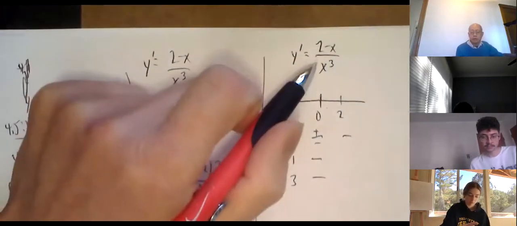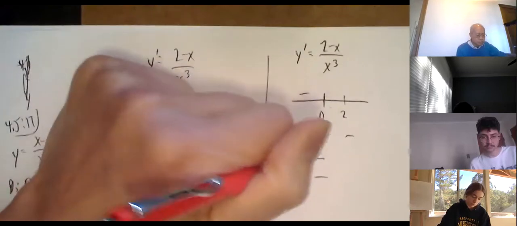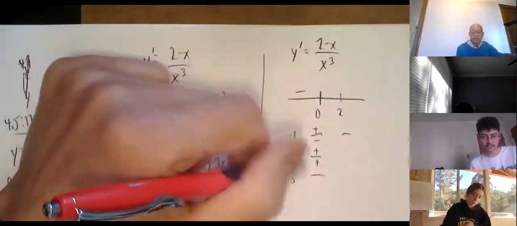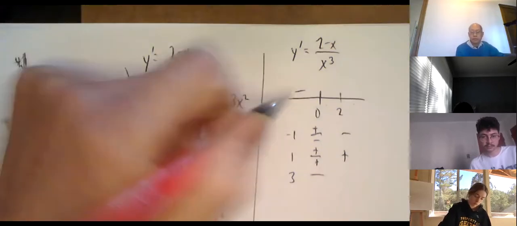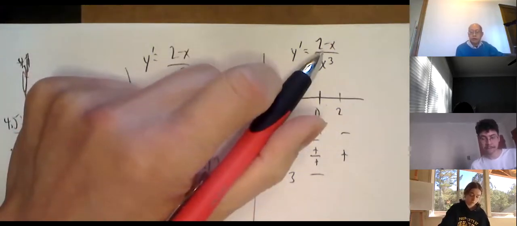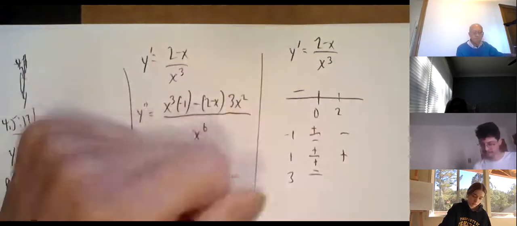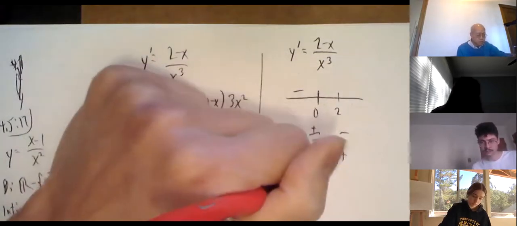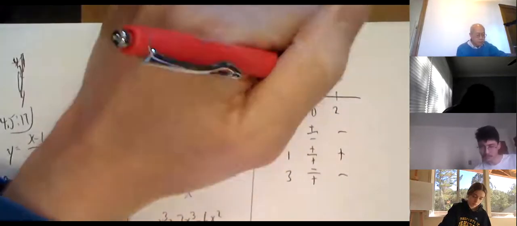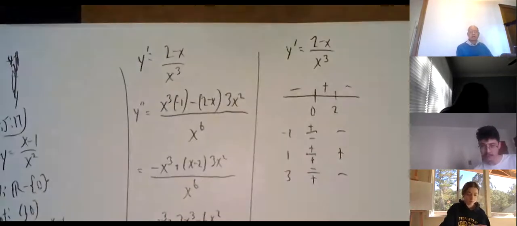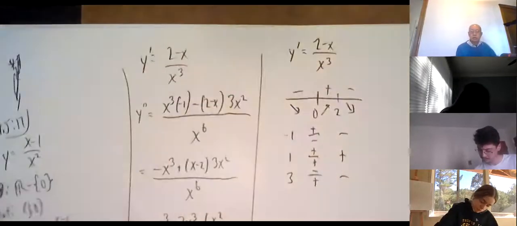Plug in 1. 2 minus 1, positive. 1 cubed, positive. Positive divided by positive, positive. 3. 2 minus 3, negative. 3 cubed, positive. Positive divided by negative, negative. Negative, positive, negative. Okay. Decreasing, increasing, decreasing.